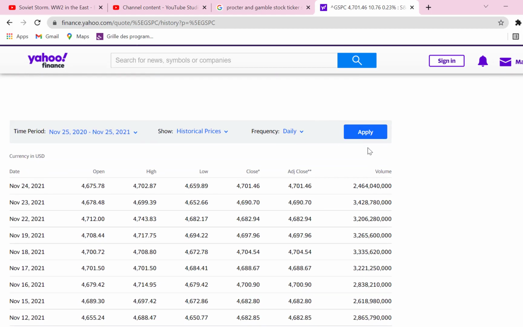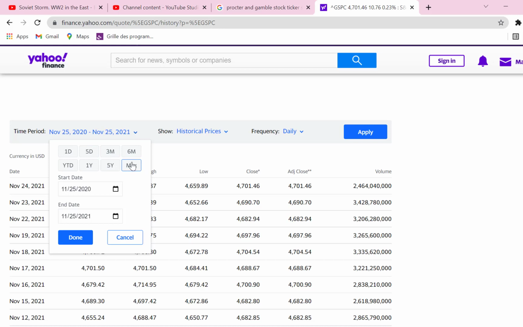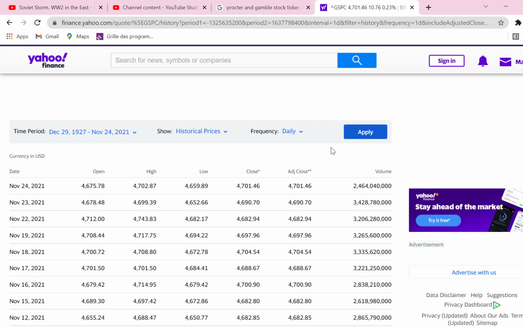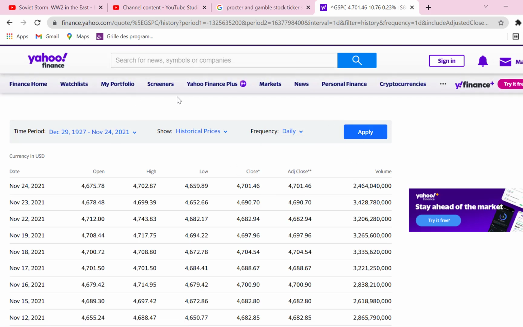And where is the download? And this is so cool. If you put max here, you get 1927, December 29th. Ooh, you got 2 days, maybe. I don't know, was a weekend. If you press apply, you can do it, and then you can get daily and monthly and weekly. But where's the spreadsheet?